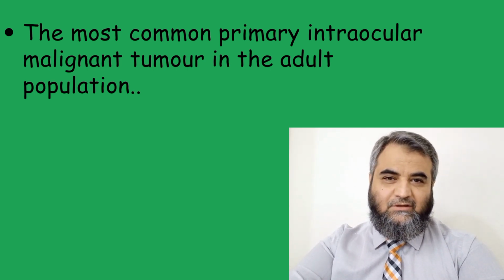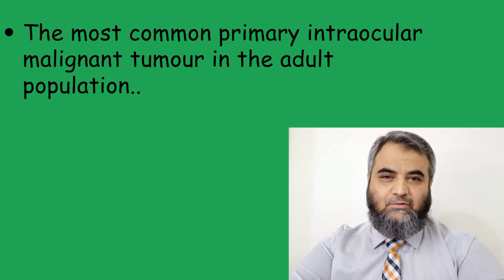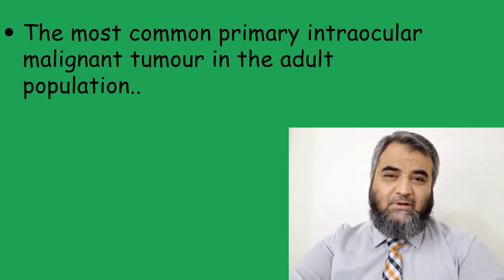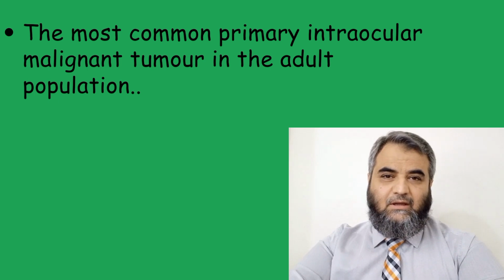Anterior to the equator, the uveal tumors can involve the ciliary body and iris, but these anterior tumors make up about 15%, not more than that. But if we talk about the posterior ones, these make up 85%, and these take origin from the uveal melanocytes.